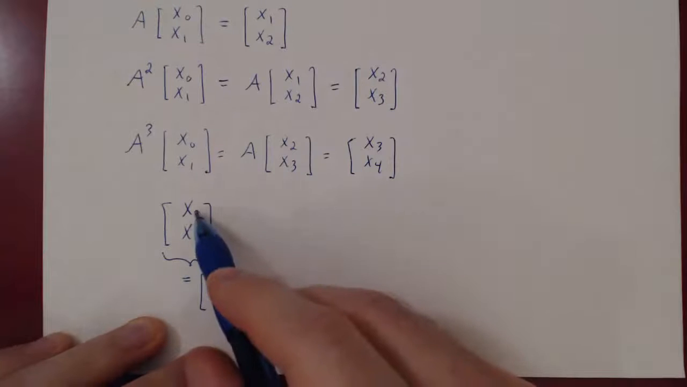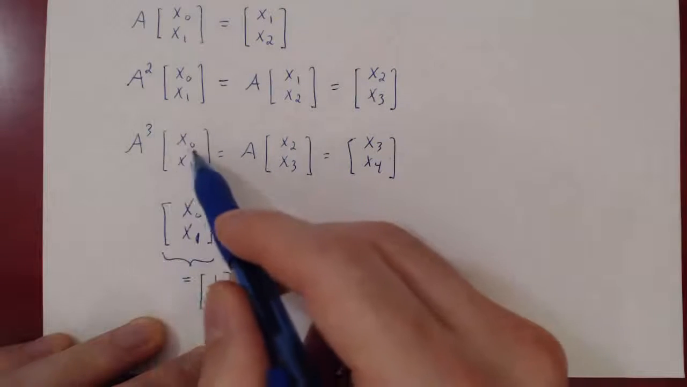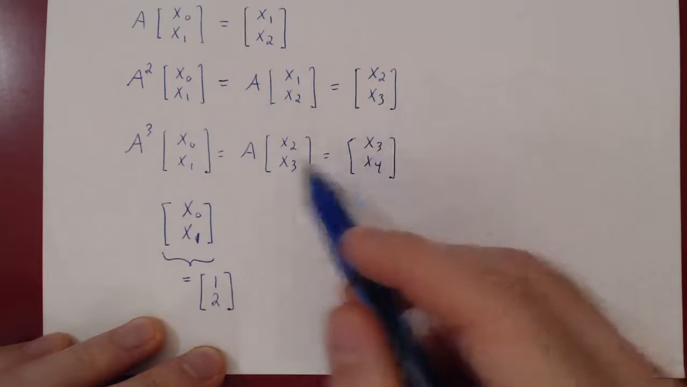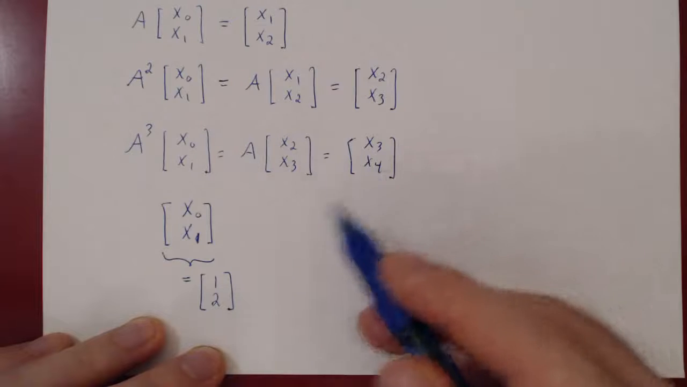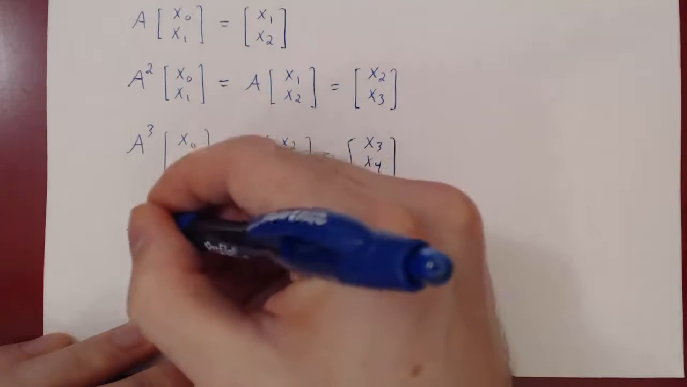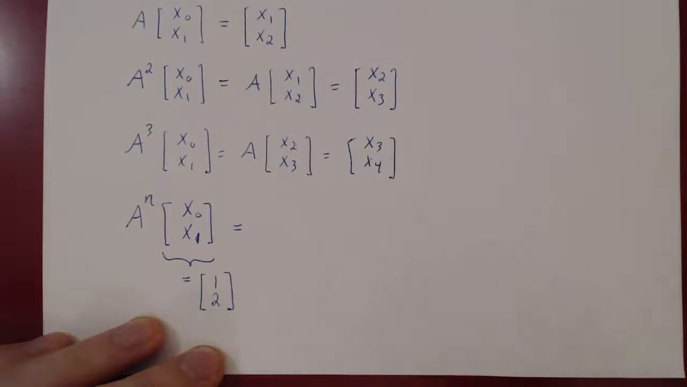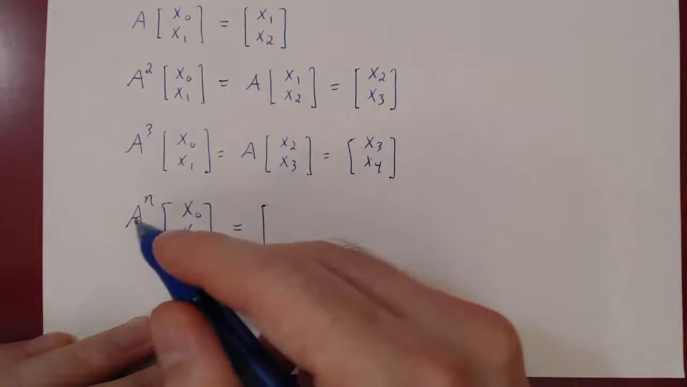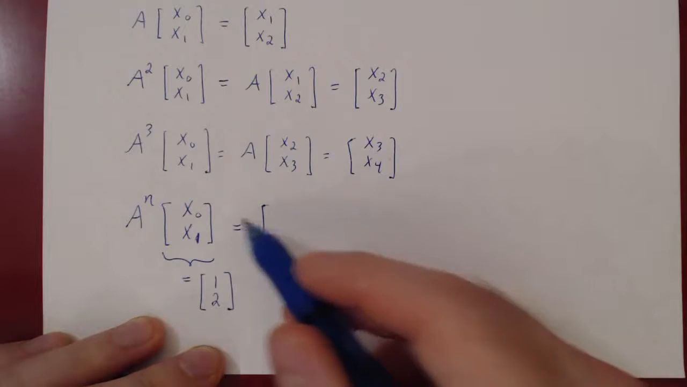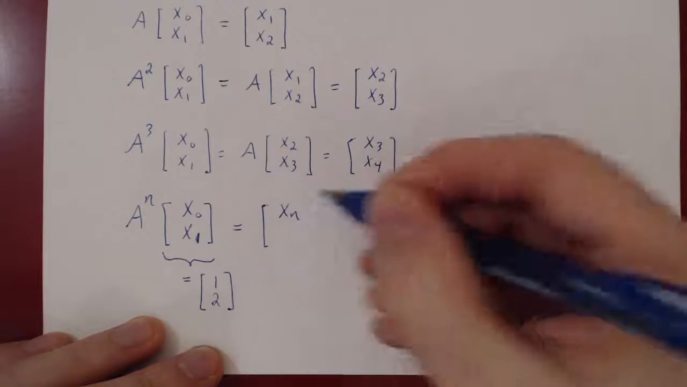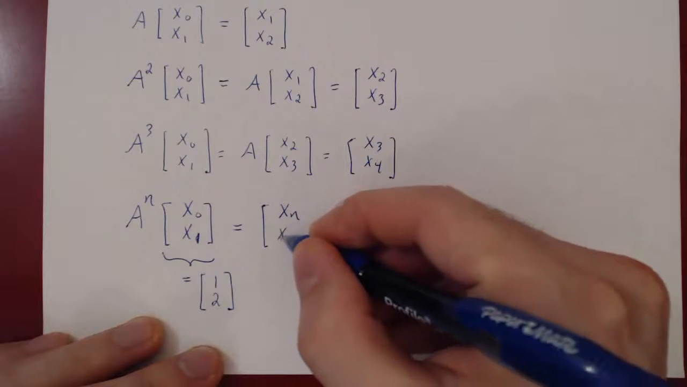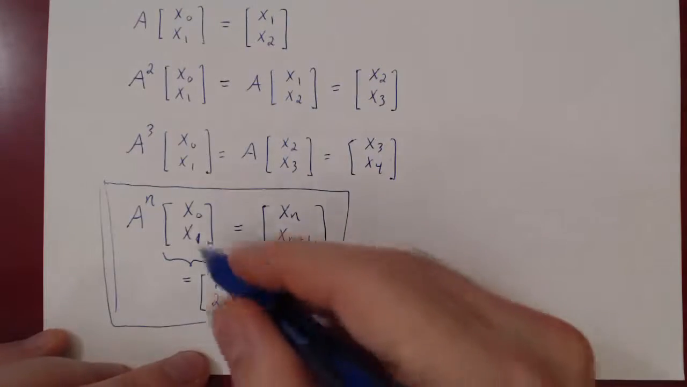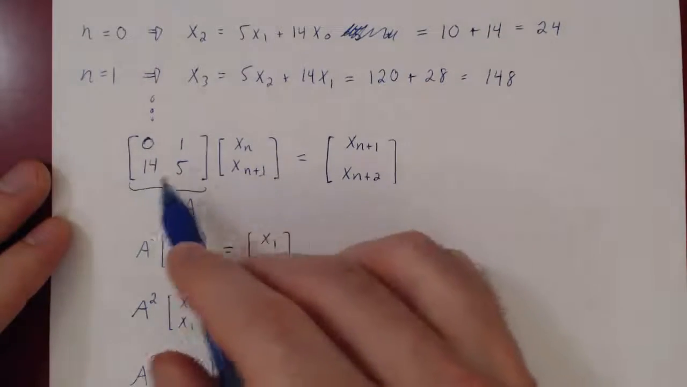And if you want to drive the sequence forward by n units, you see if you multiply this by A 3 times, you move the sequence forward by 3 steps, so x_0 becomes x_3, x_1 becomes x_4. So if you multiply the initial vector values by A n times, every time you multiply by A, you move the sequence forward by one step. So you will move the sequence forward by n steps. So x_0 will become x_n, and x_1 will become x_{n+1}. So you know this vector, it's 1, 2. You know the matrix A, 0, 1, 14, 5.